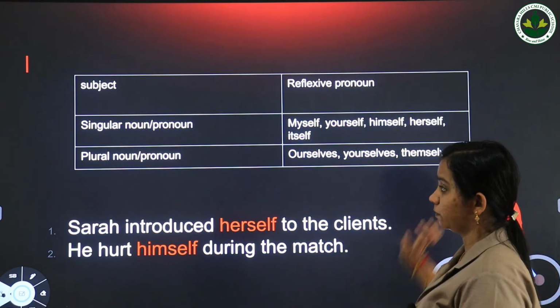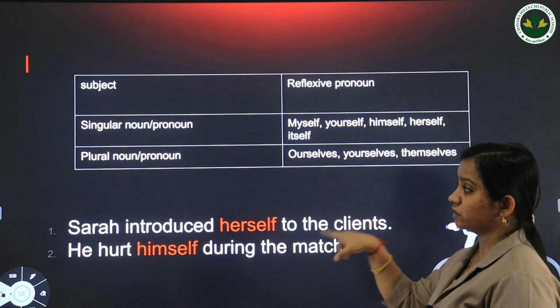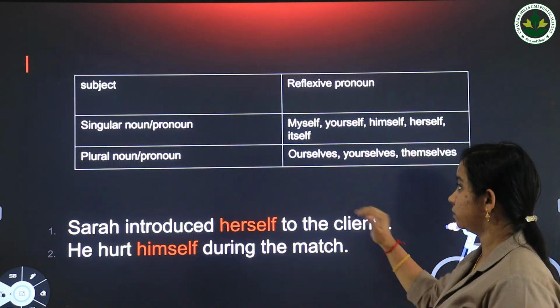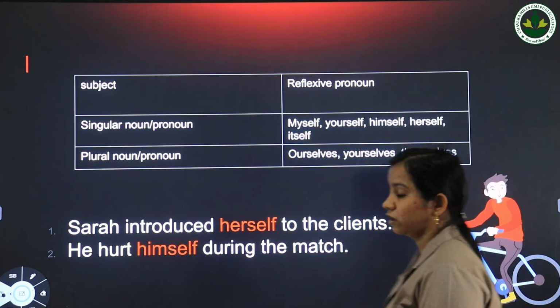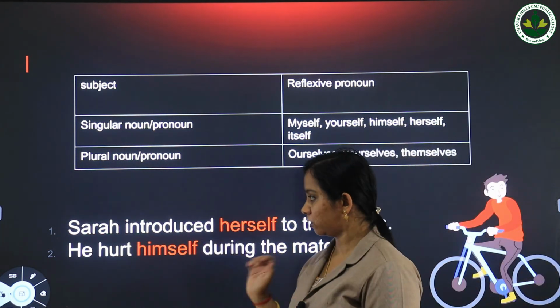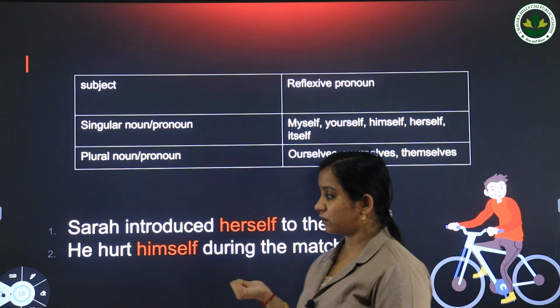Okay, this will be the plural. If the subject is a plural noun or a pronoun, reflexive pronouns will be ourselves, yourselves and themselves. Very, very important. You have to learn this box by heart. Okay, now just see the examples.